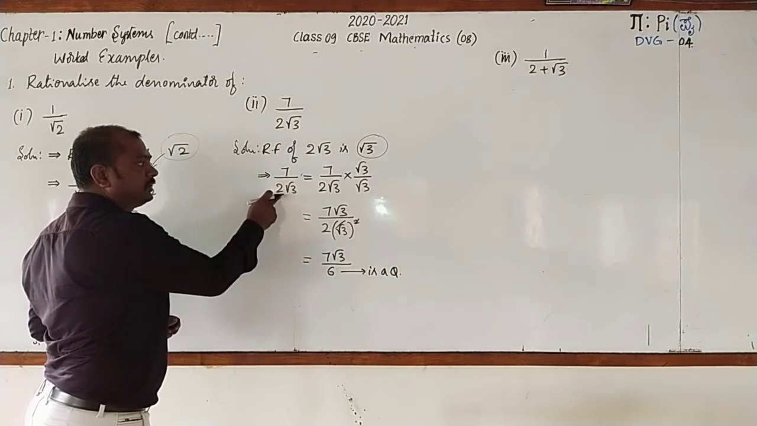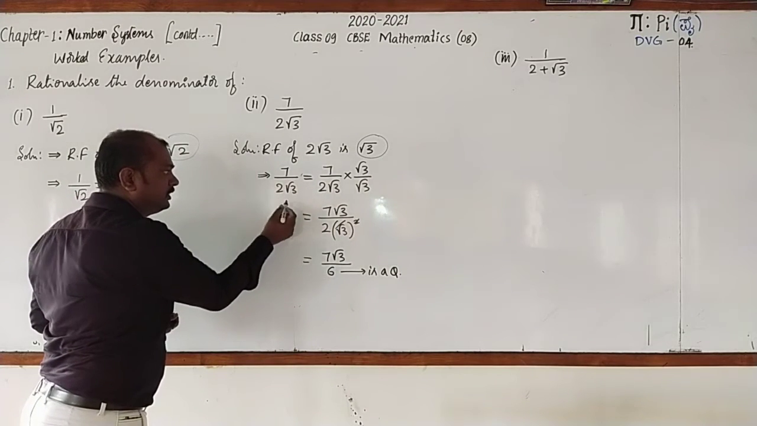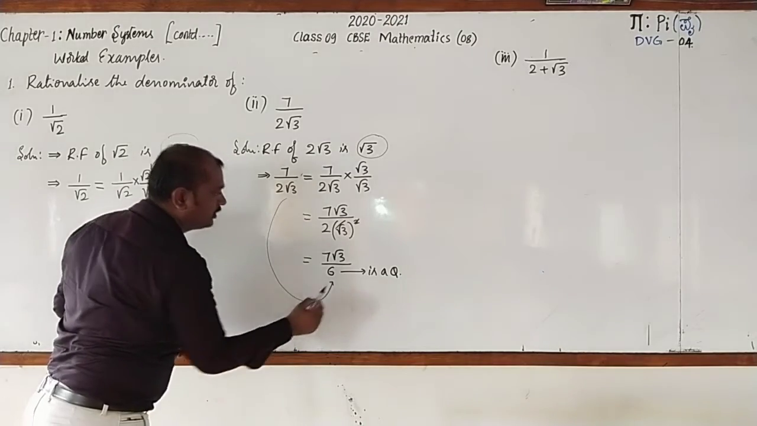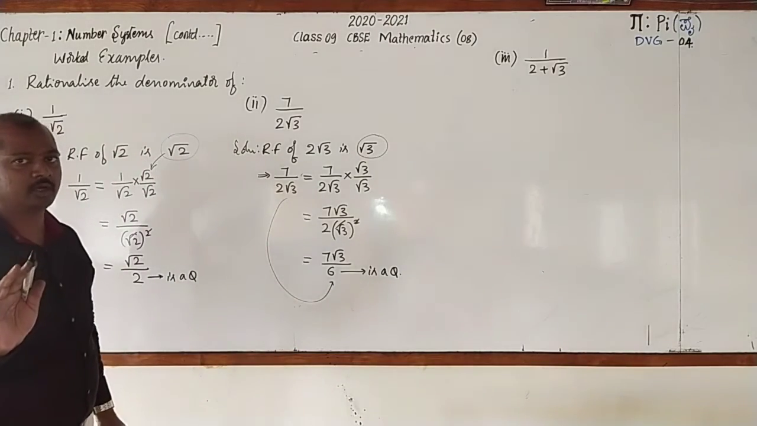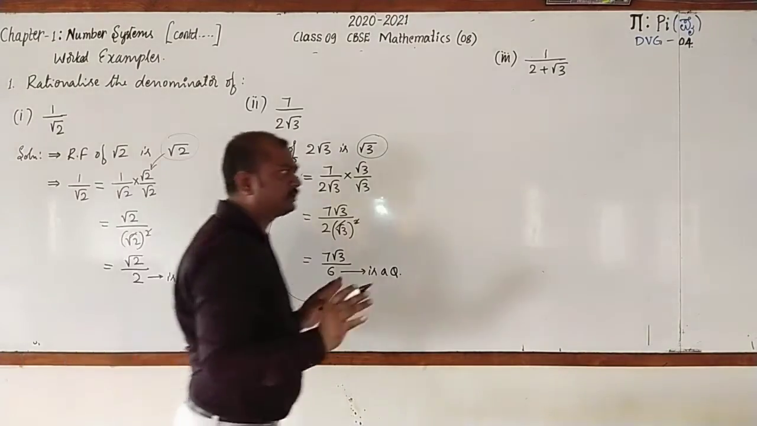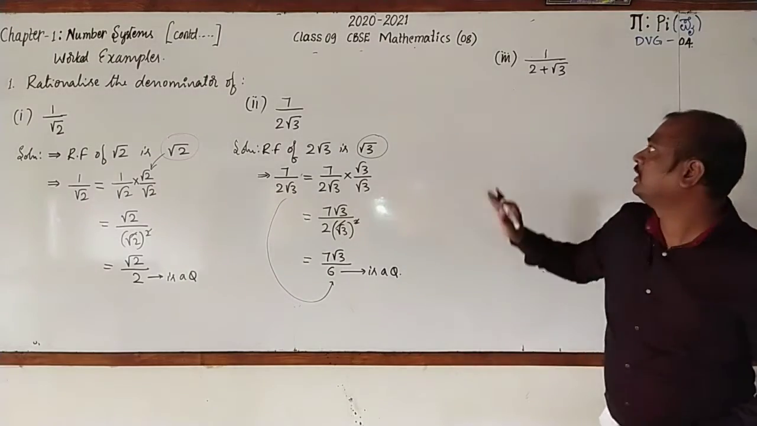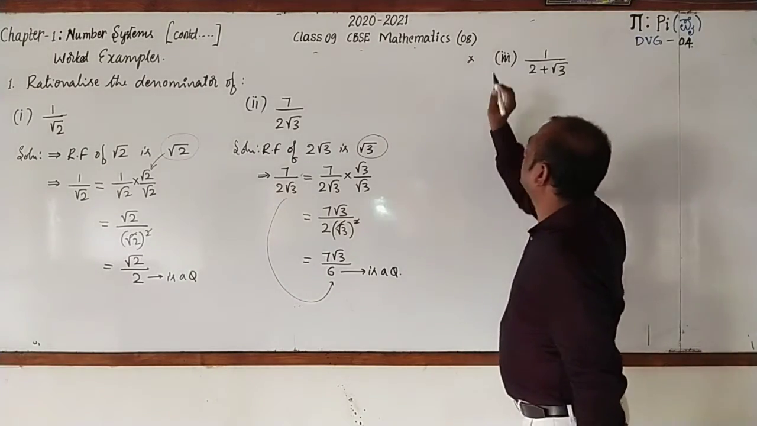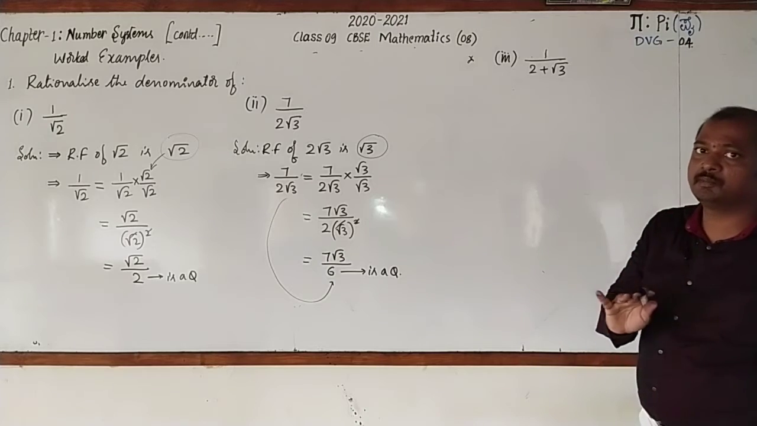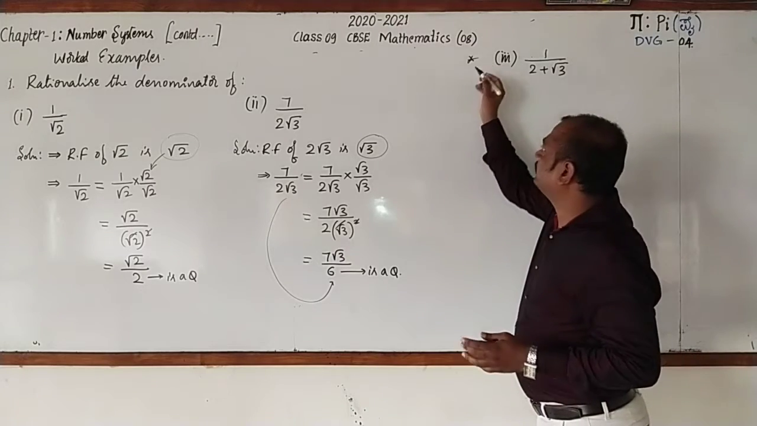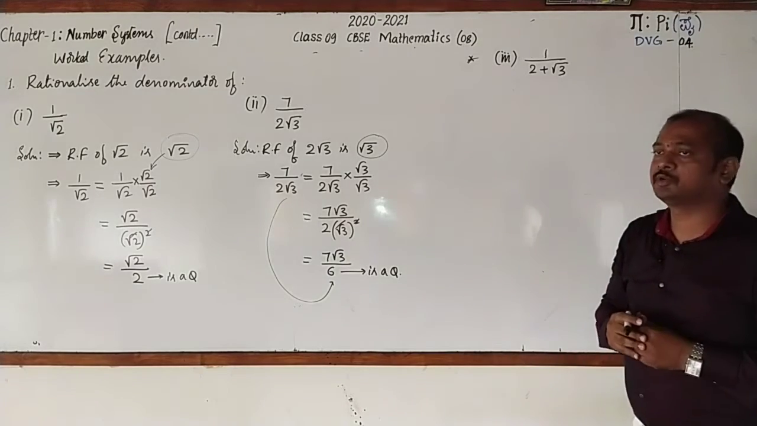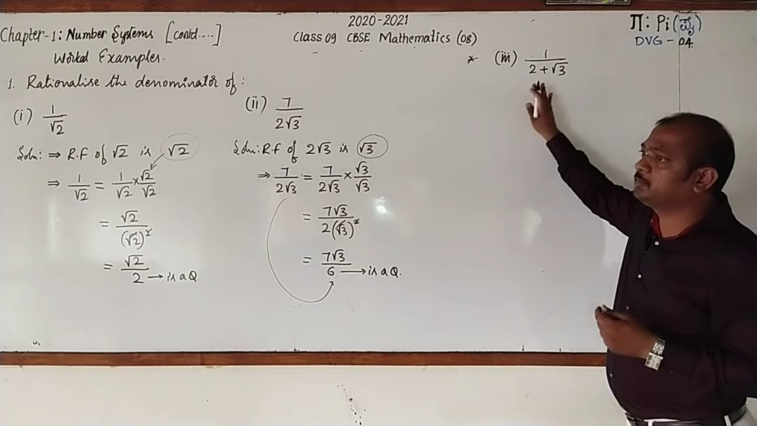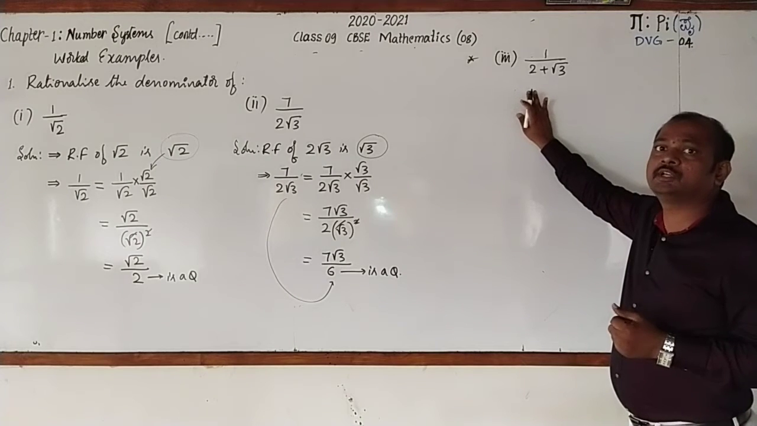See, the denominator 2 into root 3, irrational, has been converted into rational. Understood? It is very rare to get problems like this, but this is pretty important. Not much important, but in further problems we will come to know that. For that, these will be the base, the foundations.